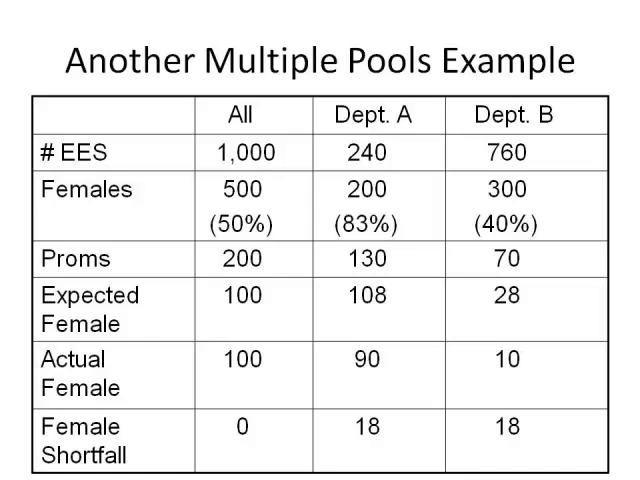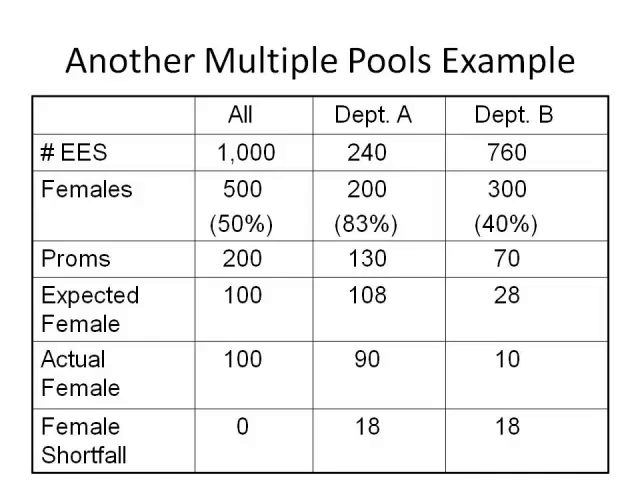We see a similar thing if we look at Department B employees. We have 760 employees in Department B, 40% of whom are female. We make 70 promotions within Department B, and we would expect 40% of those, or 28, to be female. We actually promoted 10 females. So again, we have a female promotion shortfall of 18, the difference between 28 and 10.